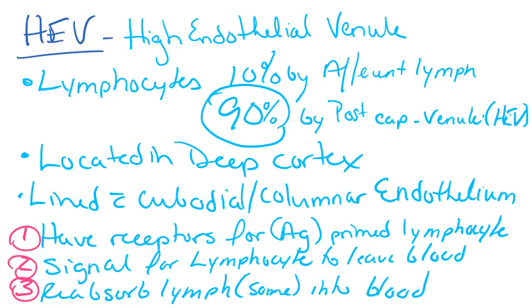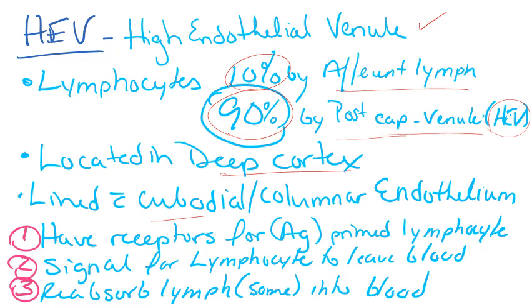Okay, which brings us to high endothelial venules. So 10% of our lymphocytes are going to go by afferent lymph. Only 10% travel by the lymph. 90% on the other hand go via the postcapillary venule, or its other name, high endothelial venule. So it's located in the deep cortex. It's lined by cuboidal or columnar endothelium.